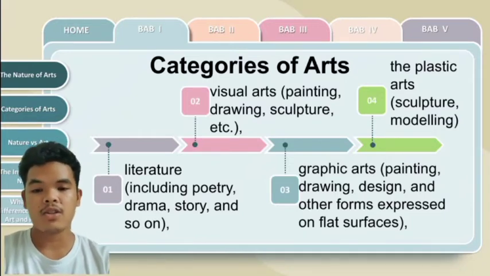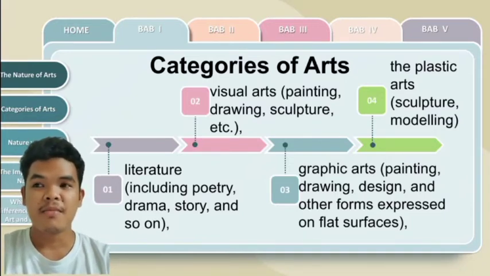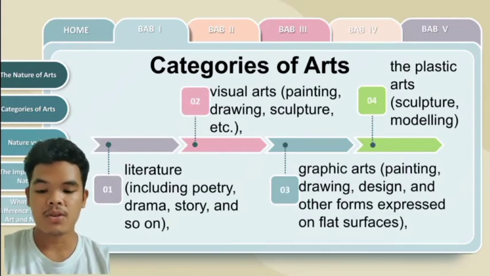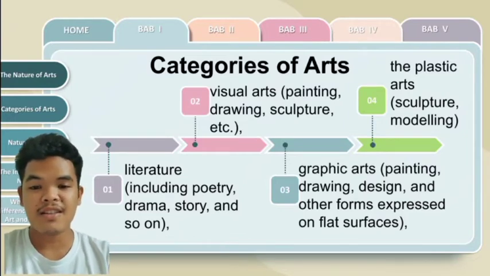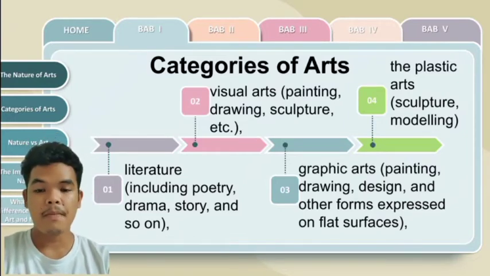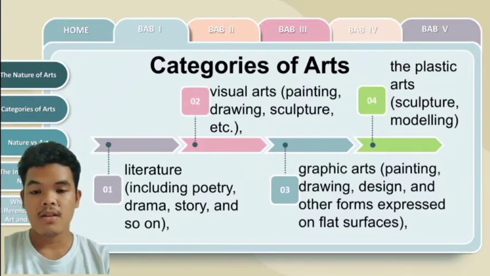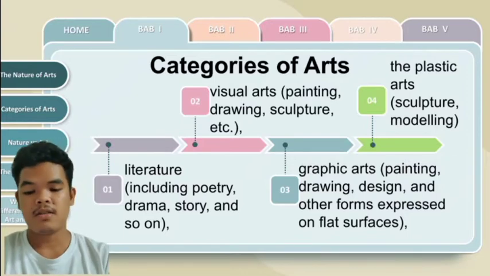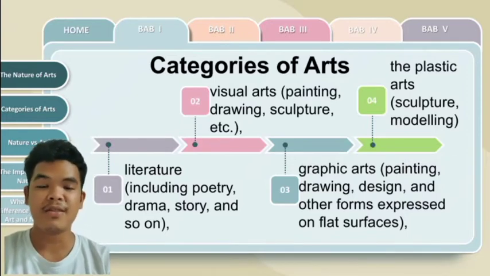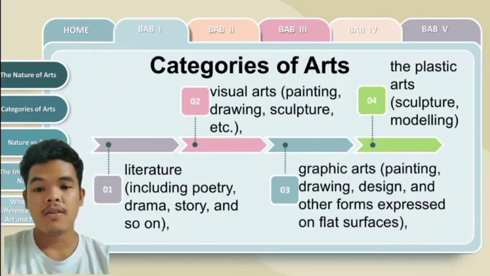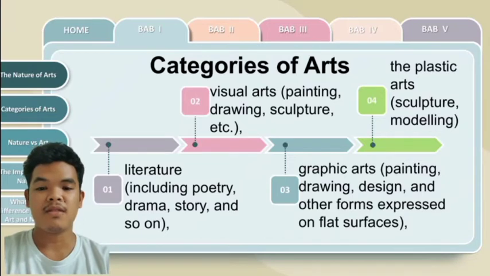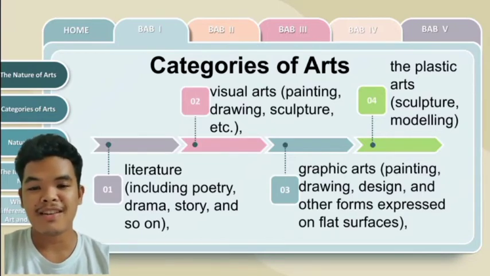The second is visual arts, which we see today, like paintings and sculptures in museums, with historical backgrounds. Graphic arts, including paintings, are also graphic arts. The plastic arts, like sculpture or modeling, in the form of plastic, we can make any sculpture, like pottery.